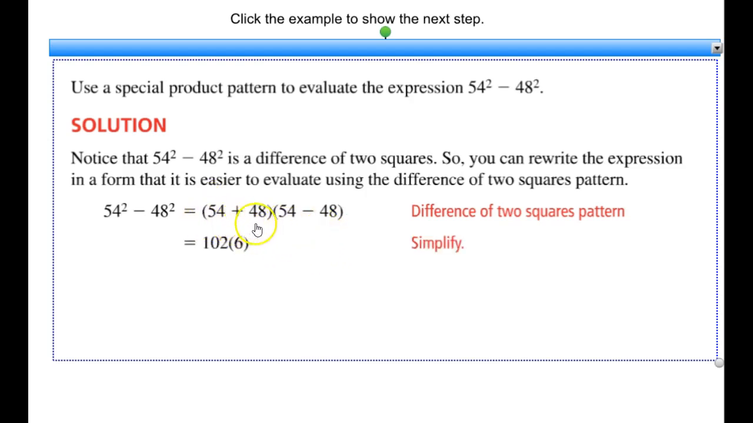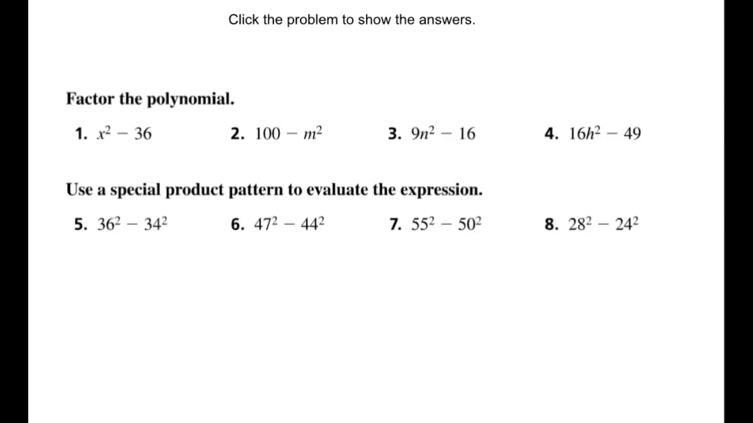So I know that 54 plus 48 is 102, and 54 minus 48 is 6. So now this is some multiplication that I can actually do pretty simply. So I can go ahead and multiply those out. So 54 squared minus 48 squared is 612. This can be much easier than trying to figure out what 54 times 54 is and what 48 times 48 is, and then subtracting those two. So I can use my same patterns if I'm just dealing with numbers as well. So here are a couple I want you to try, see how you do.